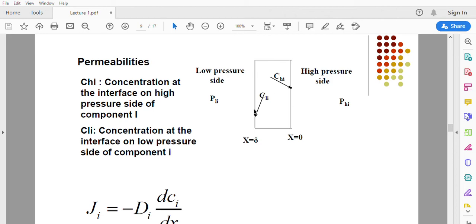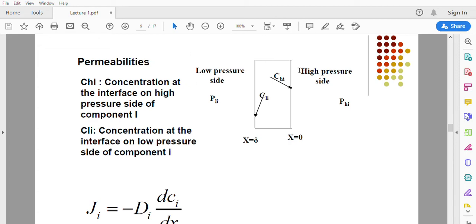Here the concentration is lower than the concentration at the feed side. So when it diffuses to the other side of the membrane, the concentration of the ith species will become CLI. So CLI is the concentration at the surface of the membrane on the permeate side, the lower pressure side. Now the ith species, having dissolved, will vaporize from the surface. Then the partial pressure of the ith species on the permeate side will become PLI.